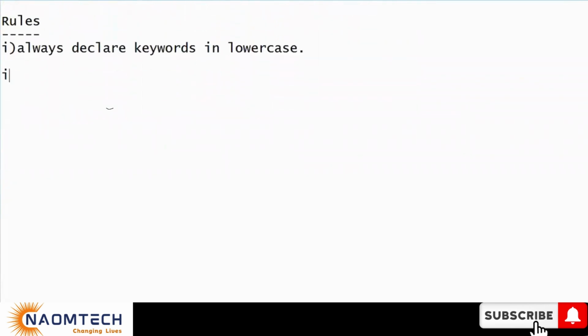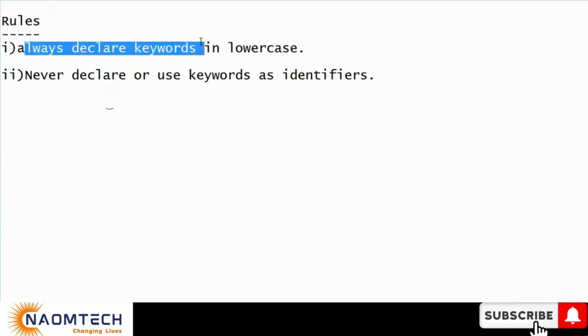Number two: never declare or use keywords as identifiers. That is another important rule. If you try to use keywords as identifiers, it leads to a compilation error. I think this is clear now. When working with keywords, make sure they are always declared in lowercase, and second, never declare or use keywords as identifiers.